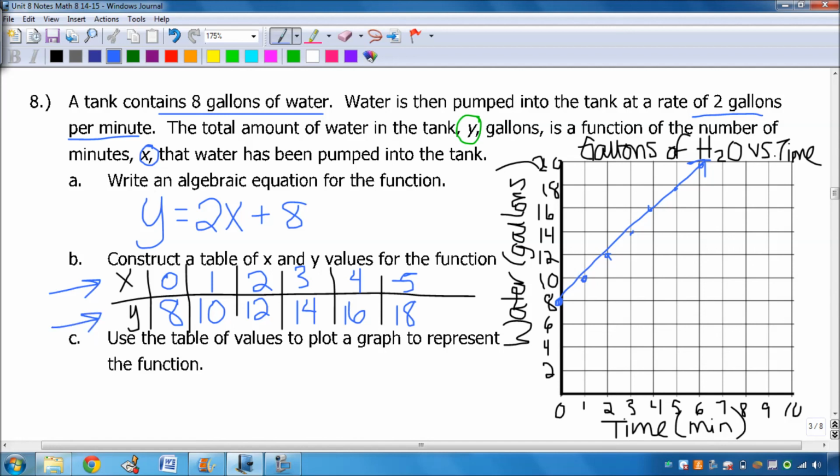And just one quick thing that I want to mention right here is, again, if you look at the slope, remember we always do rise over run. It goes up by 2 gallons, that's the rise, and the run is 1 minute. So the slope is 2 gallons per minute right here, and the y-intercept is 8 because it starts at 8, and that's how we got this equation in this table. It's all connected, all right?